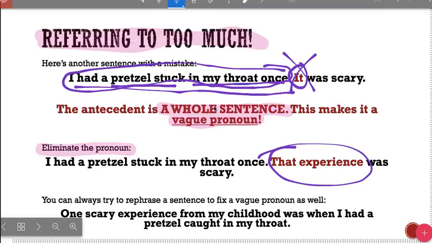You can always rephrase the sentence to fix the vague pronoun. So instead of taking it out, you could just rephrase it. So one scary experience from my childhood was when I had a pretzel caught in my throat. So turning it into one sentence that eliminates this vague pronoun error.